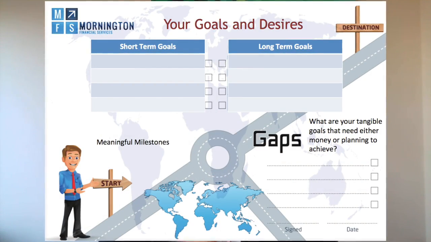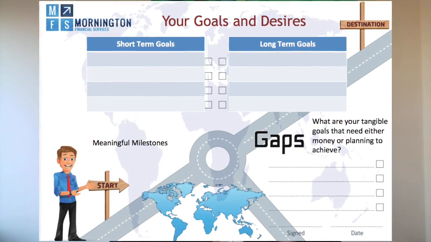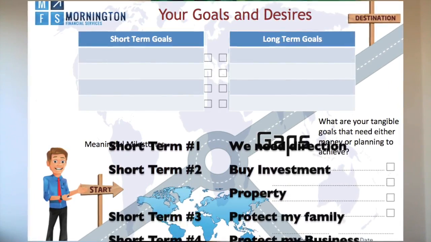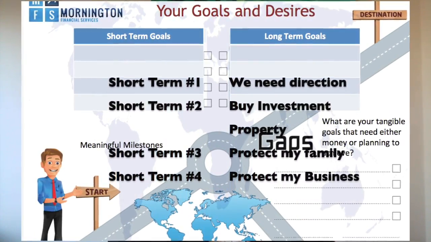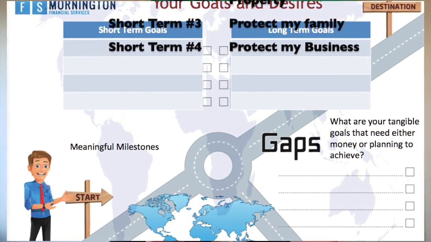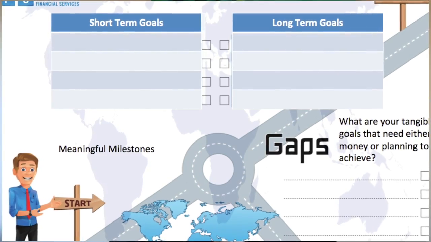The first part of the Life Map is your goals and desires. Short-term goals typically relate to goals between 1 and 5 years. Long-term goals, 5 years and beyond. So short-term goals might be something along the lines of the reason why you're seeking advice. Perhaps it's that you want to buy an investment property soon. Maybe it's that you want to make sure that your family's protected. Whatever the case may be, if it's within a 5-year time frame, put those short-term goals in here.